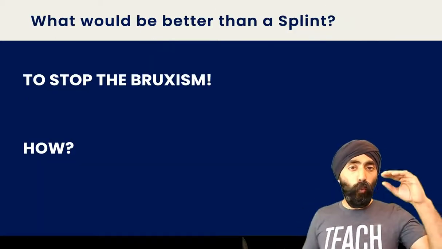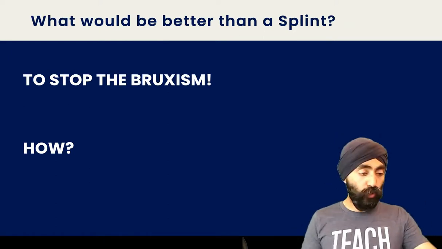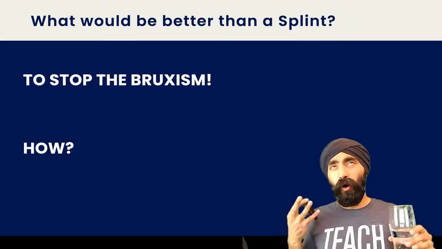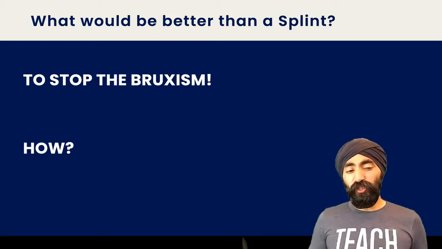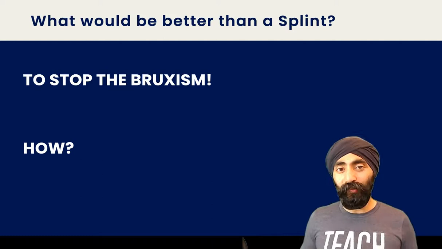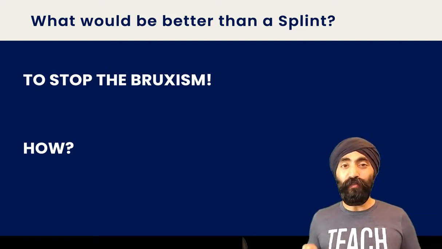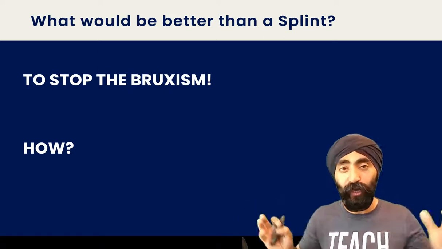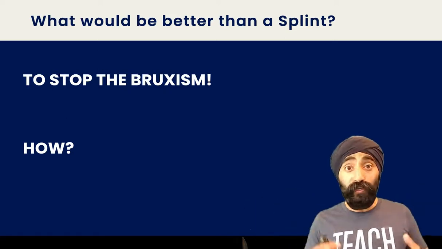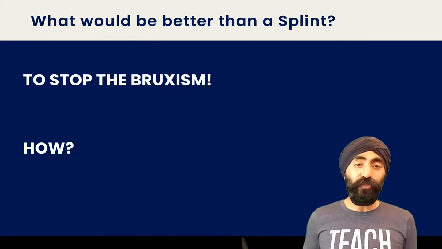So what would be better than a splint? I've shown you a few splints already, but obviously to stop the bruxism habit is better than having a splint. So the question is, how do we actually do that, right? Like if there was a magic pill to stop bruxism, you'd be a billionaire. You'd probably make more money than the person who invented Viagra, right? This is such a wanted pill to have, but there's no such thing, unfortunately.